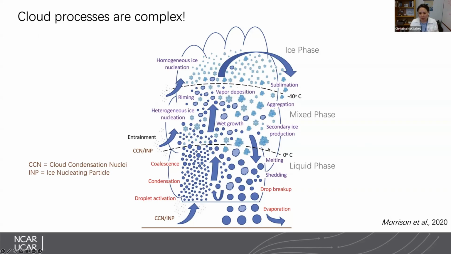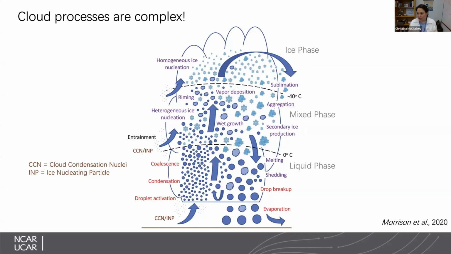As we get to colder temperatures, let's say 0 degrees Celsius, we can have both liquid and ice phase. And so we have different growth regimes in terms of vapor deposition, and also the actual collision of droplets onto ice, called riming. And then, of course, at the very cold temperatures, colder than -40 degrees Celsius, we have homogeneous freezing and ice processes here. So between the liquid, mixed, and the ice phases, we have different processes that would dominate.